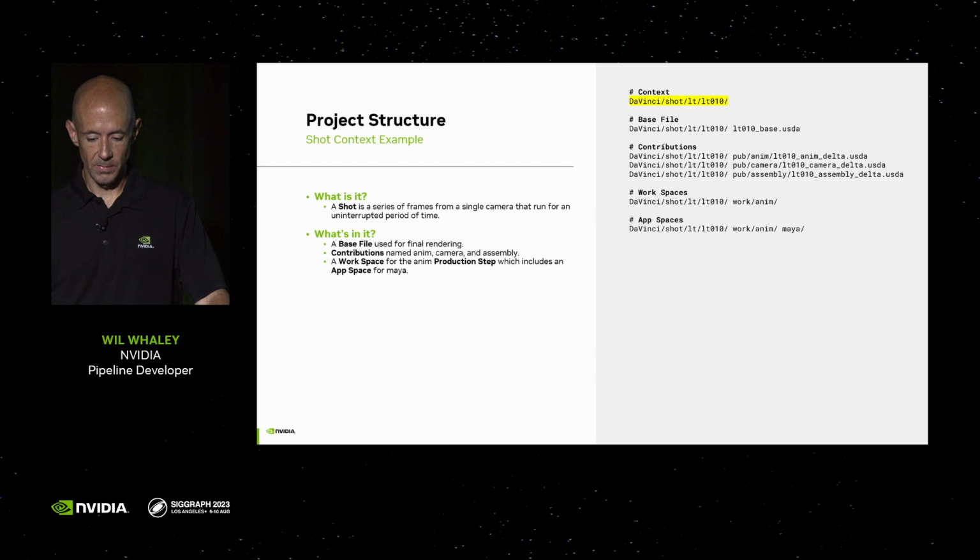So now we've talked about the structures and the APIs. We'll take a look at how they manifest on disk in an idealized and simplified shot. So first, we have this context. It's just a formalized directory. And inside of that, we have a base file. And we have some contributions that facilitate collaboration. And we have a workspace for an animator and an app space for their Maya files. So I'm going to hand it back to Will, and he's going to talk a little bit more about the USD structures that we use. Thanks, Will.